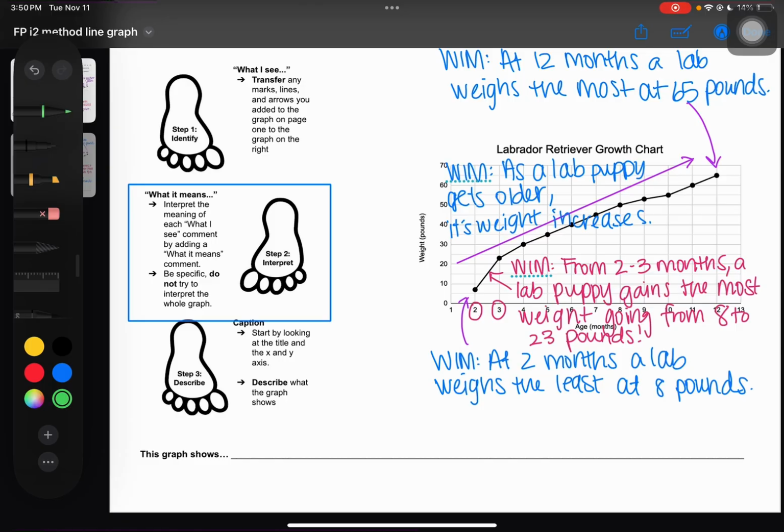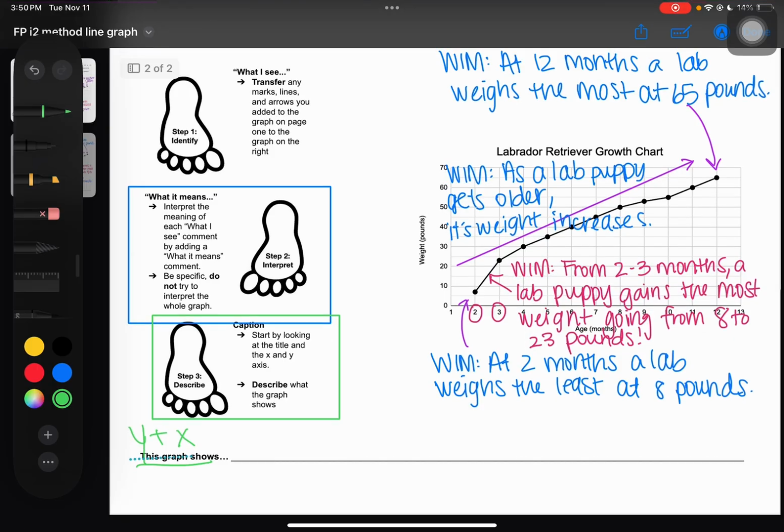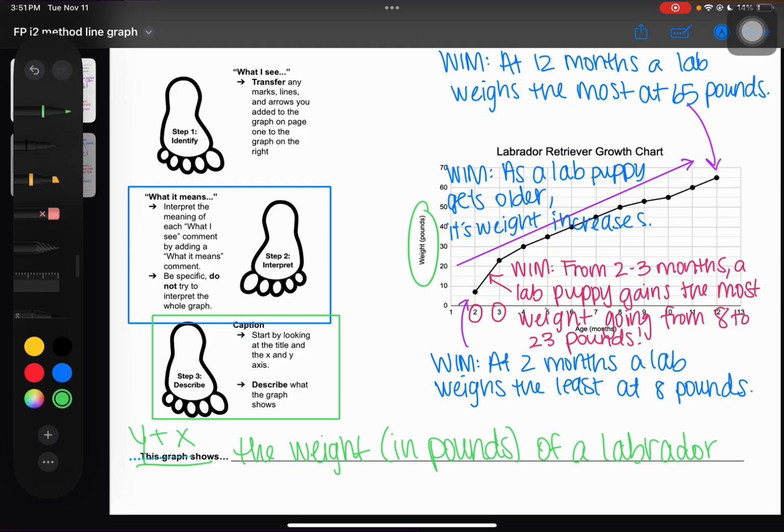Okay, and then now the very last thing that I need to do is this caption down here. Try and put a box there. So I'm going to switch my color to green now. And I start by looking at the title and the X and Y axis. But I always know I need to start with the Y axis first and then the X axis next. So this graph shows the Y axis label says the weight in pounds of a Labrador puppy.